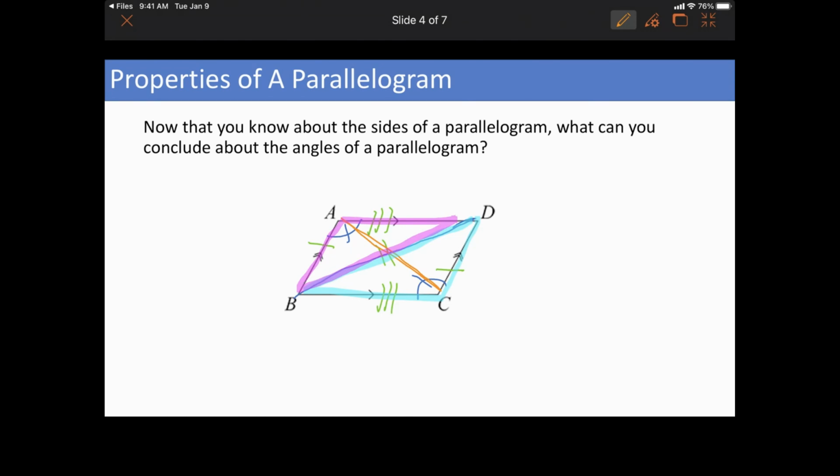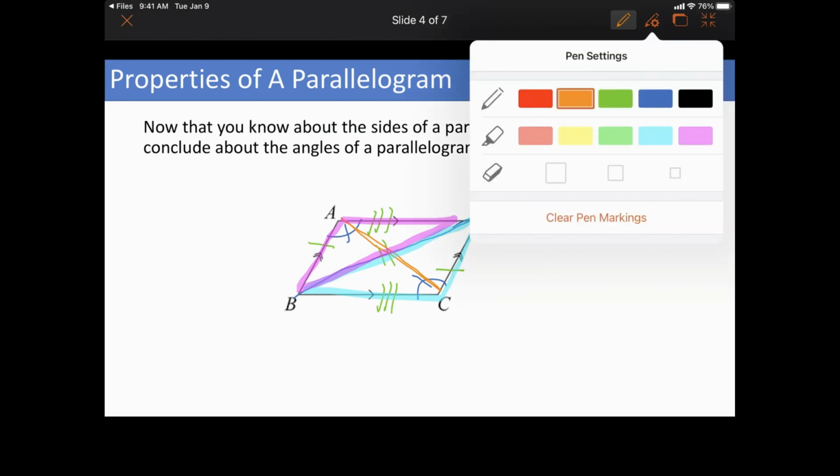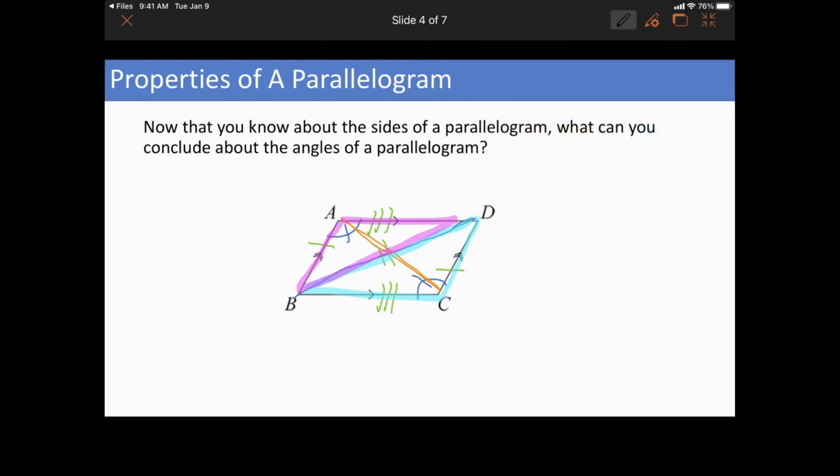Now, if the opposite angles are congruent, what about the consecutive angles? This one is congruent to this, and this is congruent to this, so we have that the opposite angles are congruent. But what about angle A and B? What do we know about them? And angle D and C?